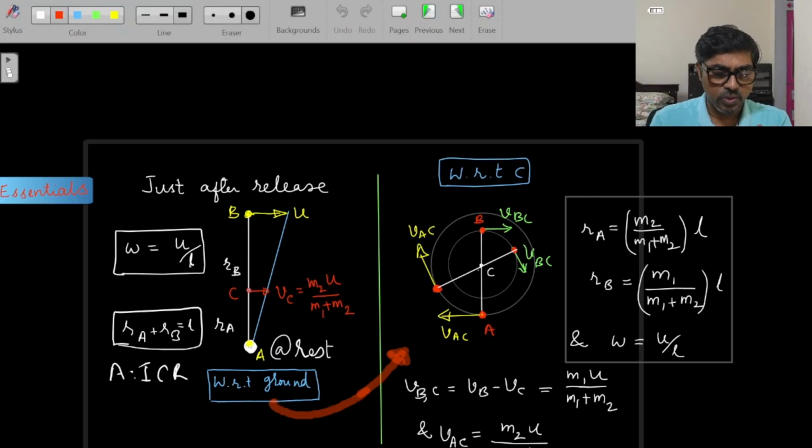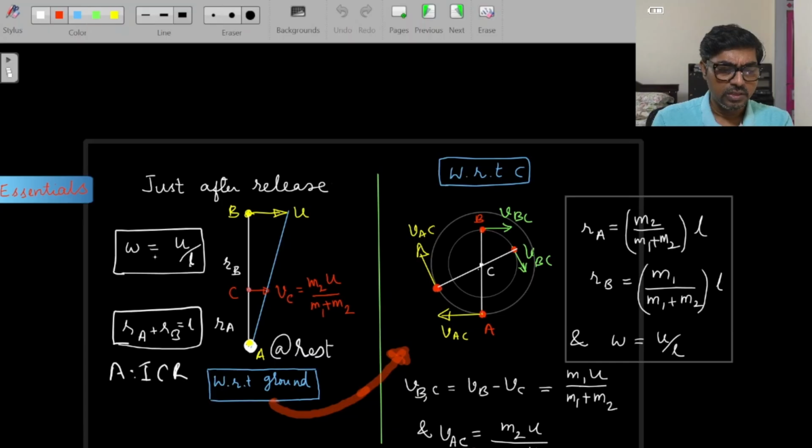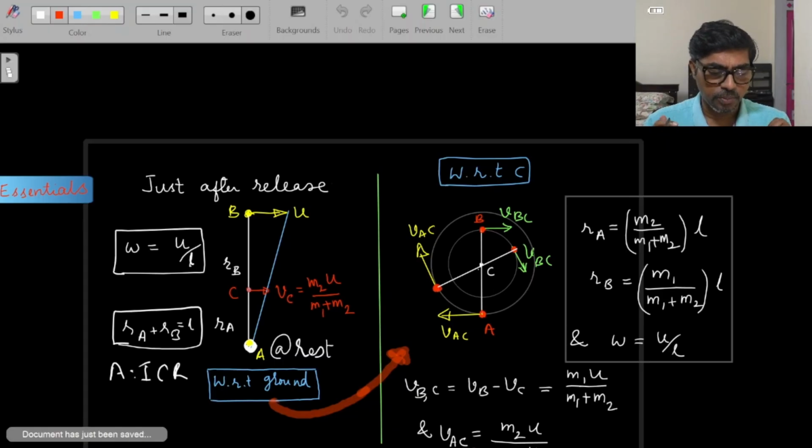So in that situation, at this moment A is stationary and B is having velocity u, the separation between them is L, and so the angular velocity is going to be omega equal to u by L, and the center of mass will be somewhere in the middle. We don't know the mass ratio exactly. The separation RA and RB together is going to sum to L, the total length, and the separations RA and RB will be in the inverse ratio of the masses. You are supposed to know that part.